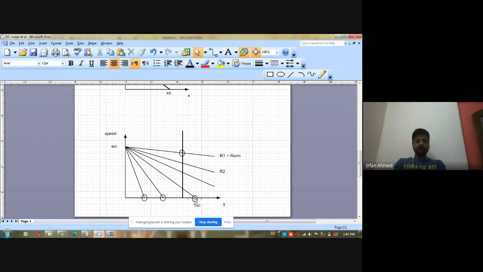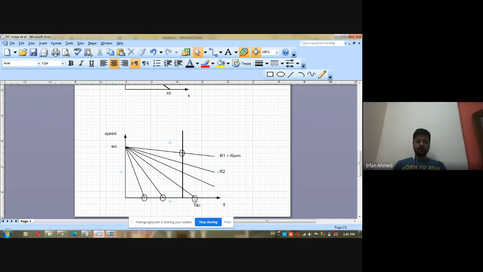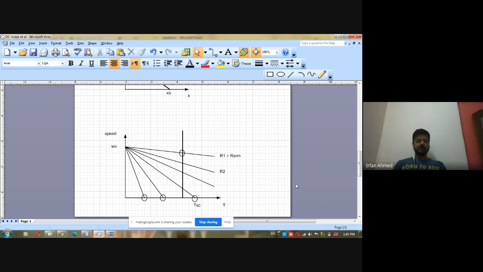Anyone? What are you asking, sir? I'm asking how to find this point, TSC. How to find TSC? Short circuit torque. By block rotor test, speed is equal to 0. Anyone else? Without going into block rotor test.